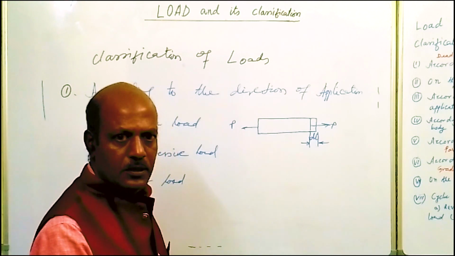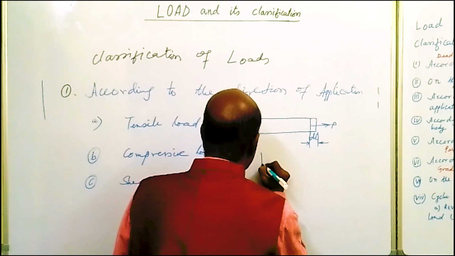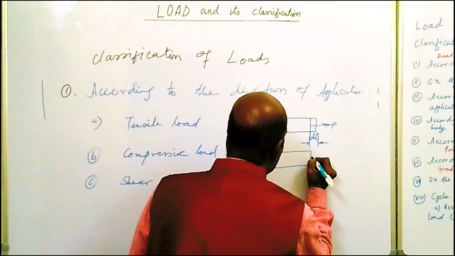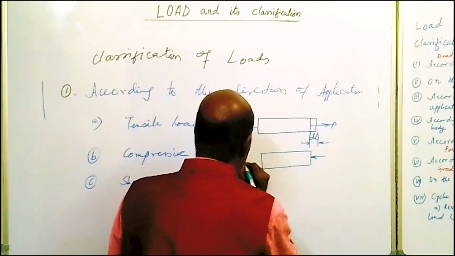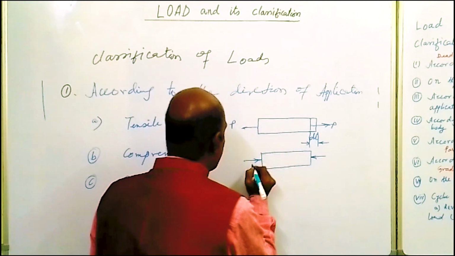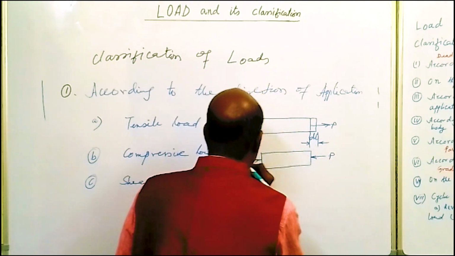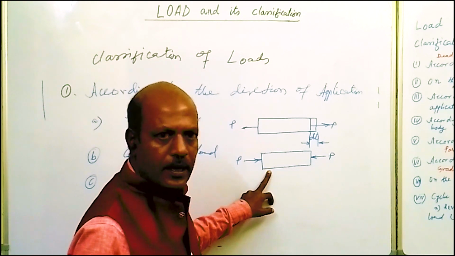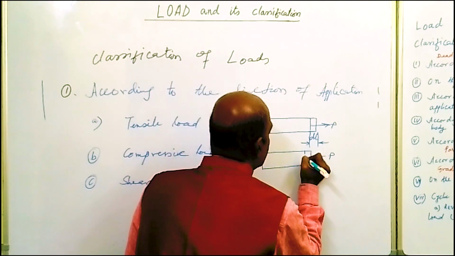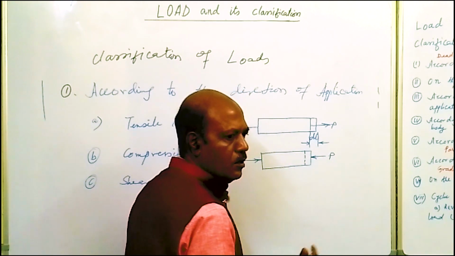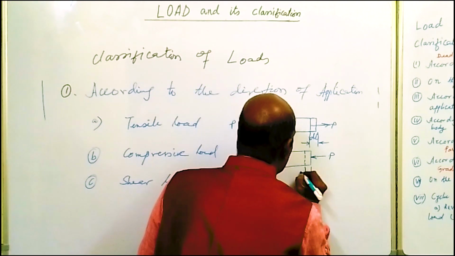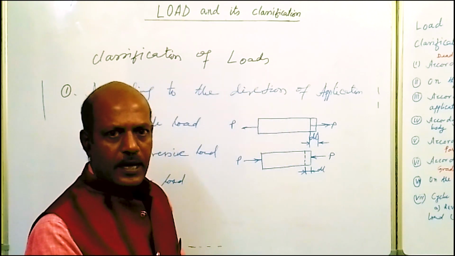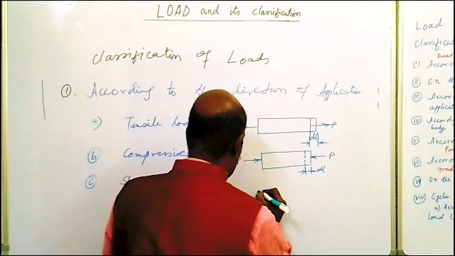Now, the second kind of load is the compressive load. If the direction of load is such that the compression of the member takes place, then that kind of load is called compressive load. Say this is P. If the direction of load P is like this, as shown in the second figure, then the body will compress, meaning the length of the body will decrease. Then that kind of load is called compressive load.